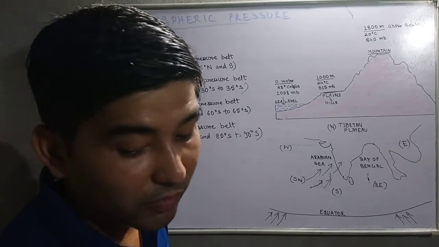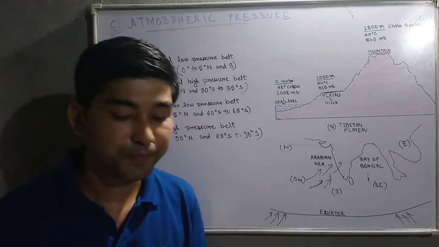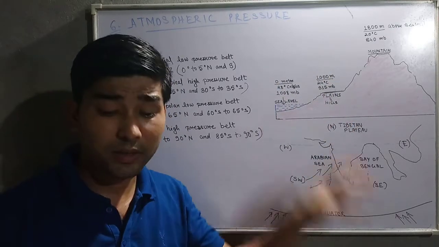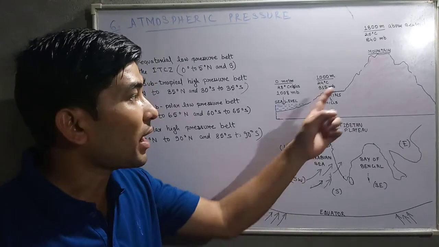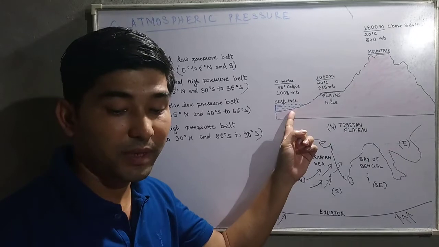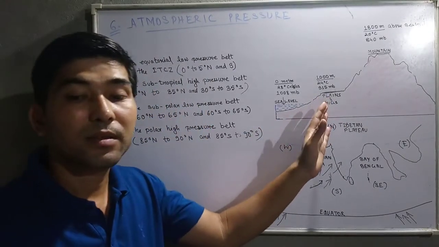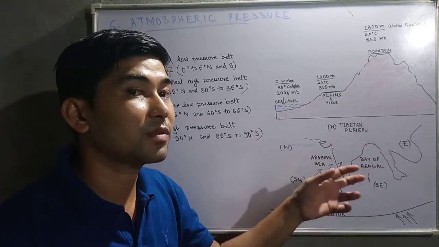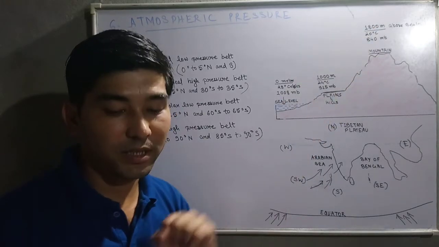Now let's talk about the factors influencing atmospheric pressure. Altitude: air pressure is highest at mean sea level and decreases with increasing height because of the thinner atmosphere. Not only that, the temperature will also decrease.